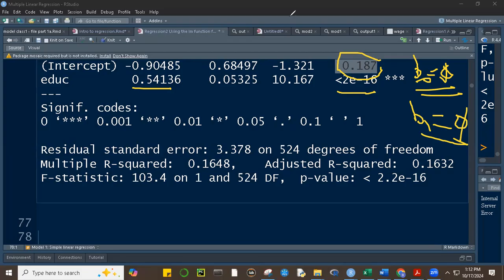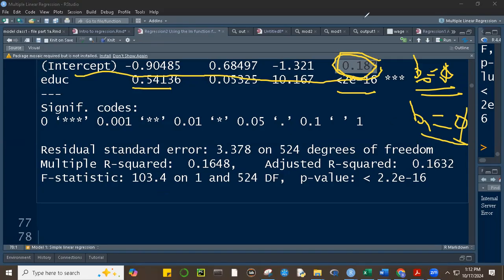Now take note that for the intercept, even if it's not statistically significant, we still include that in our model. But for the predictors, the independent variables, when the p-value is greater than 0.05, which means it's not significant, then we don't include that in our model.